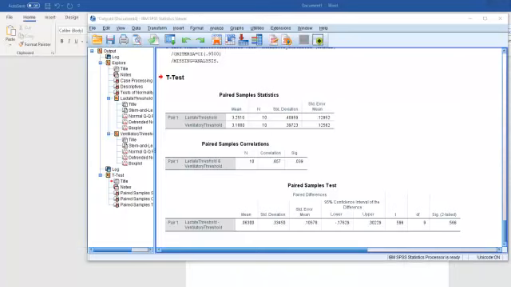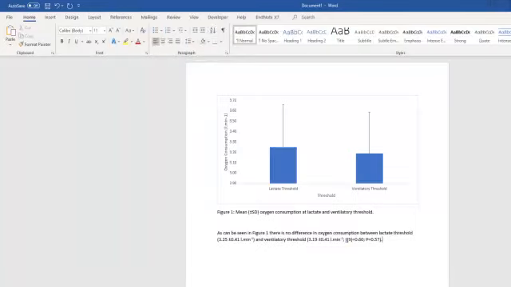Okay, so we've completed the paired samples t-test in SPSS. Now what would we do if we were writing this up in a lab report or into a project? We'd go into Word, make sure that we've got the figure, and remember with figures we put the titles beneath it. You can see that I've written here: Figure 1, mean plus or minus standard deviation, oxygen consumption at lactate and ventilatory threshold. Then in terms of the written description, what I've written is, as can be seen in Figure 1, there's no difference in oxygen consumption between lactate threshold, and I've given the mean and standard deviation, and ventilatory threshold with the mean and standard deviation.